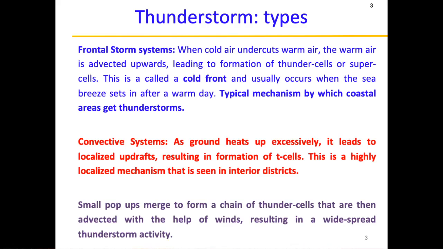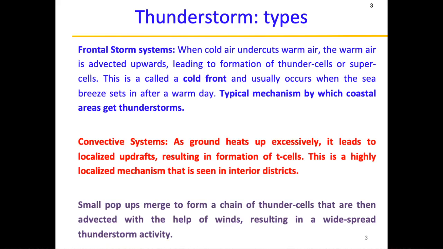Since the cold air is moving, and the warm air is lighter, the warm air gets lifted up or advected upwards. And due to the moisture difference, the warm air is moist and the cold air is dry, so they mix with each other and lead to the formation of these supercells or thunder cells.